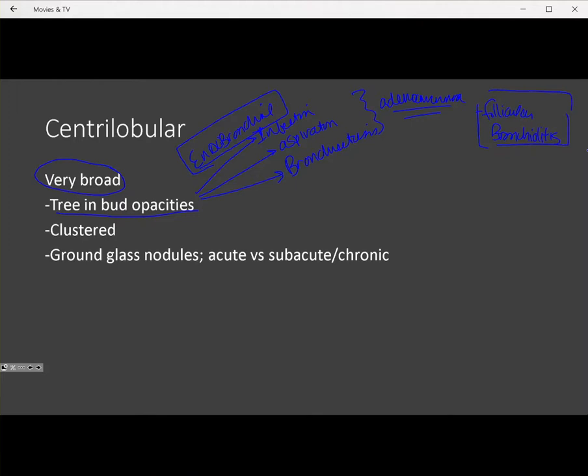Okay, so I see central lobular nodules. The first thing I look for is tree and bud opacities. If I see that, I'm thinking infection or aspiration, unless the patient has bronchiectasis, in which case it could be related to that. Or if the patient has a cancer and these nodules are enlarging in conjunction with that cancer, then certainly it could be related to endobronchial spread of tumor. But again, the big ones here are infection and aspiration.